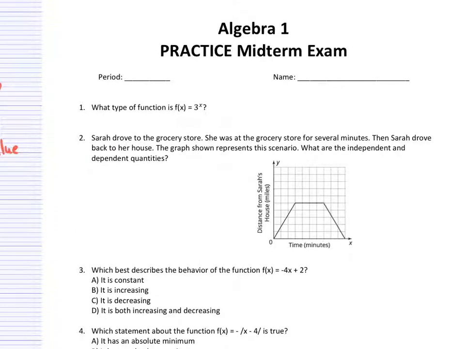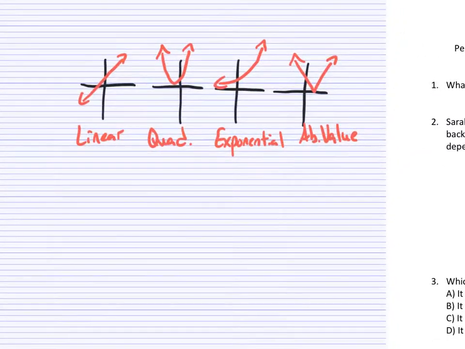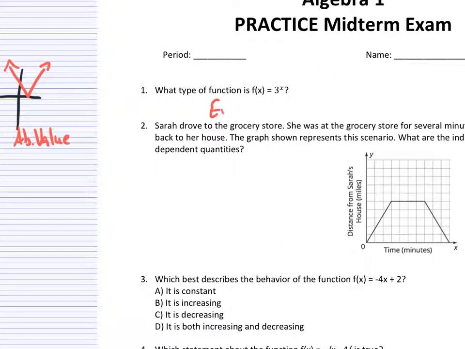For number one, what type of function is this? You would simply graph it on your calculator, and you would have these notes on your note card, and you would have to pick out which one it is. When you graph it on your calculator, you're going to get a smooth curve going up, just like the exponential graph right here. So the answer to number one is exponential.